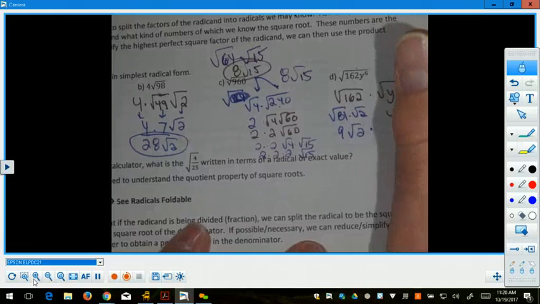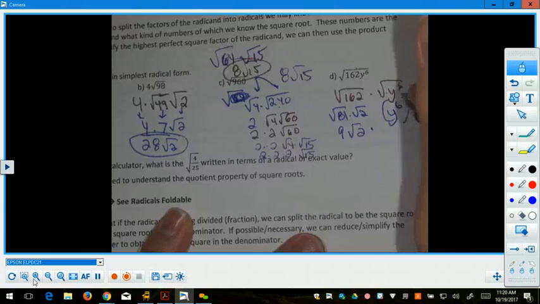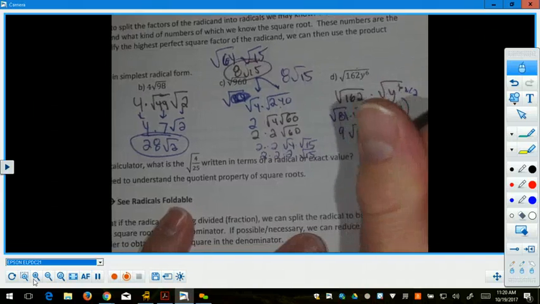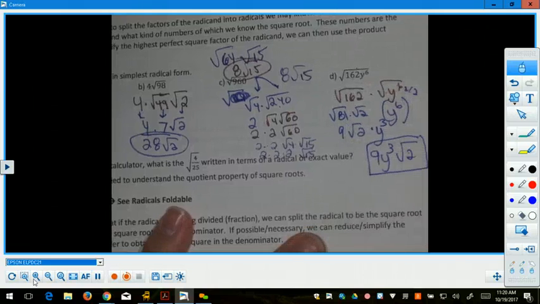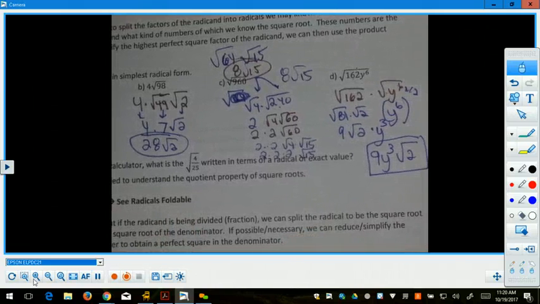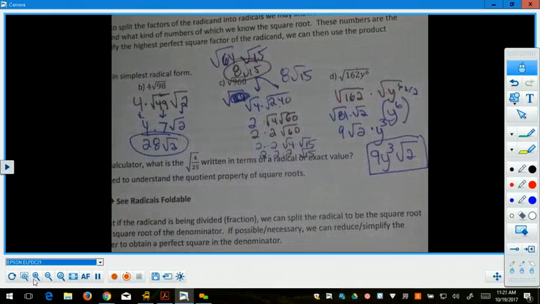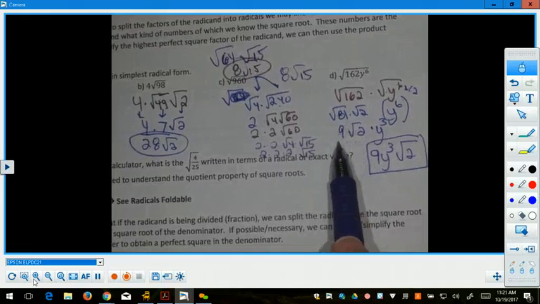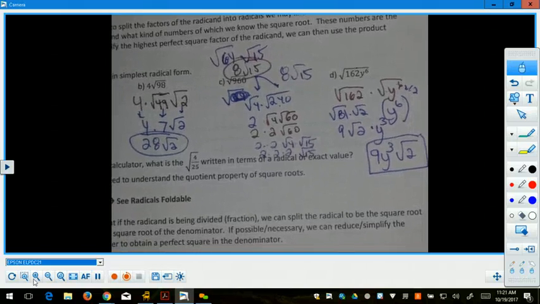9 square roots of 2, but this is really y to the 6th raised to what power? To the 1/2. And what's that going to be? Y cubed. So my final answer, 9y cubed, square root of 2. I always put the radical at the end. Always. This is y to the 6th raised to the 1/2 power. The 9 came out of the square root of 81. There's no radical on it anymore.